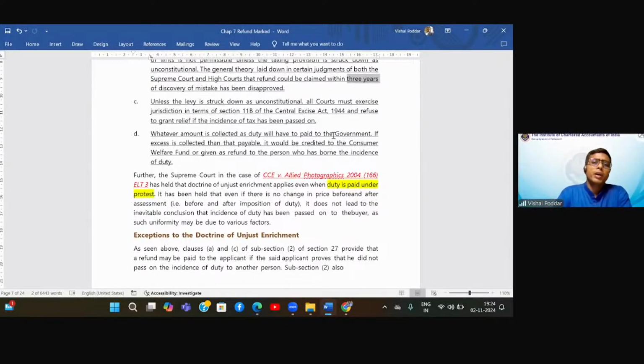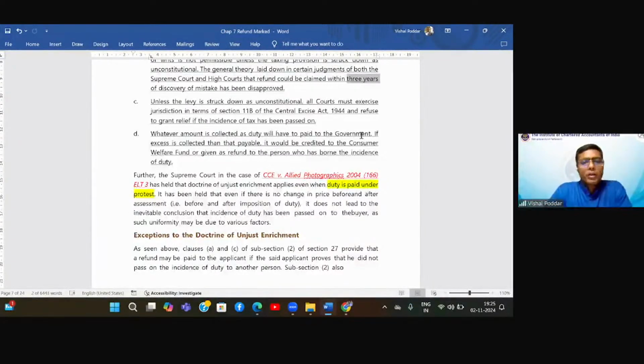Let the buyer come and ask, I will pay the refund to the buyer. I will not pay it. Next, whatever amount is collected as duty will have to be paid to the government. Now, this is important. So let us say I, as a supplier, as a manufacturer, as an importer, have collected from my buyer something by the name tax or duty.